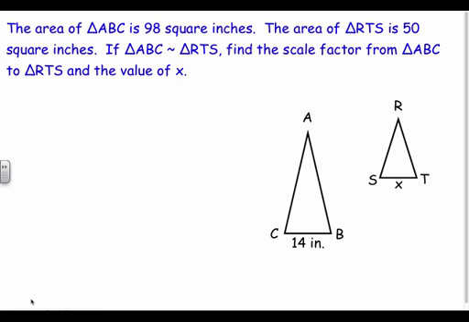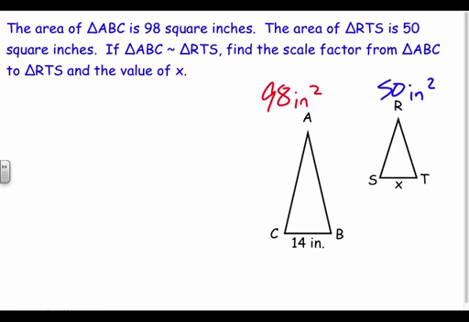Now I could use the same thing when I'm given two areas to try to find one of the missing sides of similar figures. So let's go ahead and write down some of our information. We've got the area of ABC is 98 square inches, and we know the area of RTS is 50 square inches. So it's saying if they're similar, find the scale factor from ABC to RTS and the value of X.